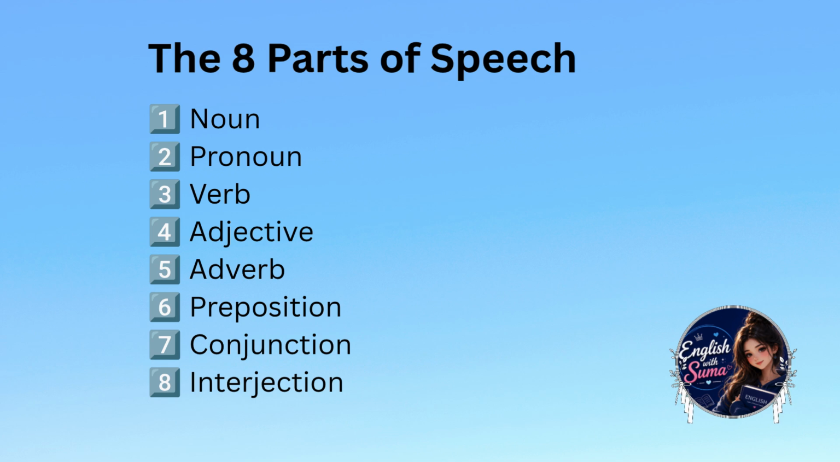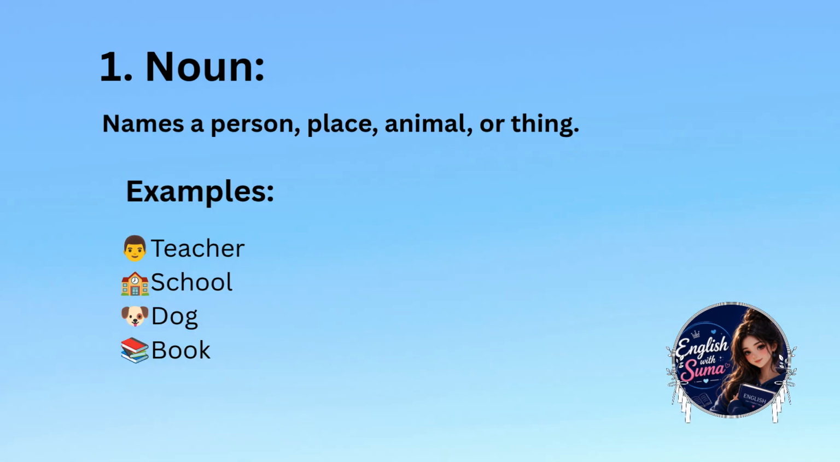Let's look at the 8 parts of speech. They are noun, pronoun, verb, adjective, adverb, preposition, conjunction, and interjection. We'll understand each one with a simple definition and example. A noun is a naming word. If you can name a person, place, animal, or thing, it is usually a noun.